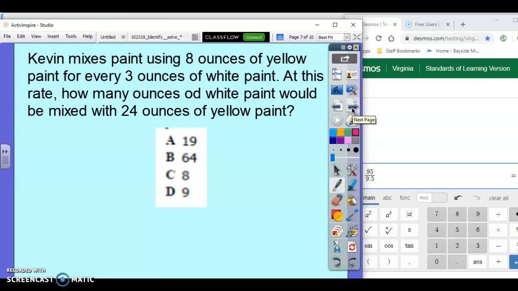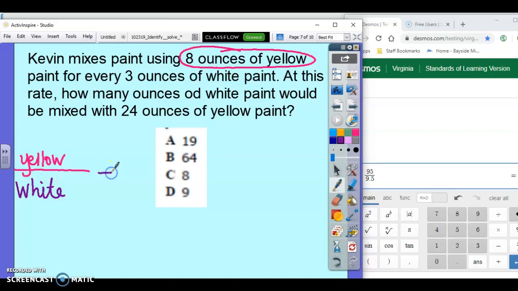All right, here's your next question. Kevin mixes paint using 8 ounces of yellow paint for every 3 ounces of white paint. At this rate, how many ounces, that should say, of white paint would be mixed with 24 ounces of yellow? So this is when you need 2 different colors. So I'm going to start with pink, and I'm going to let yellow ounces be pink. So I'm going to write yellow and pink, and the other thing we're looking at is white. So I'm going to write white right here.